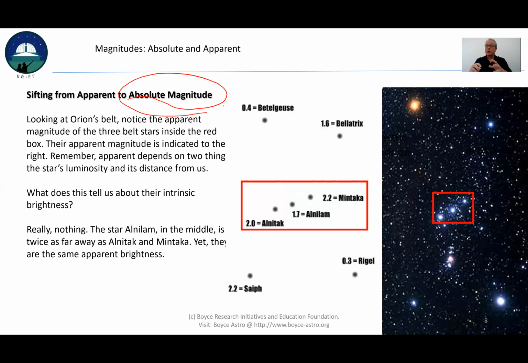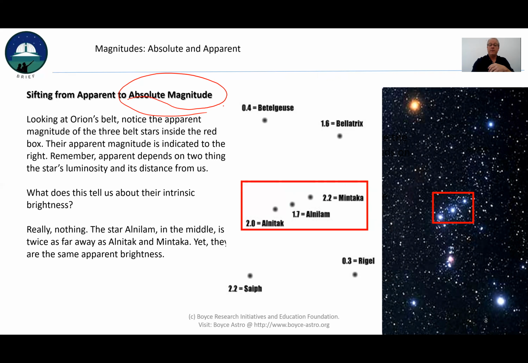10 parsecs was derived as an arbitrary distance to place all stars. Now, if I could take every star in space and put it at 10 parsecs, then the magnitude that we measure from that really tells us something, because the distance is neutralized. It's all the same distance apart.